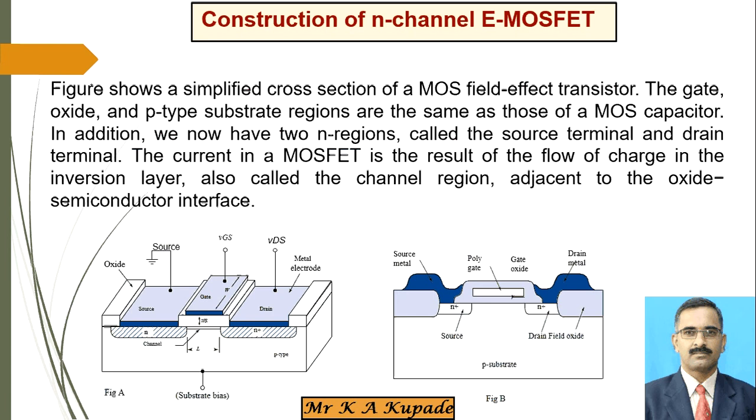So these N regions are again connected with this particular thing. Here the arrow is shown as the channel, that inversion layer which is formed there. Here the cross section is shown, the polygate, the oxide layer is formed there, the drain metal is there, and the source metal is there, which is again connected with the N-type material, and the P-type substrate is considered. This is the entire construction of this particular N-channel E-MOSFET.